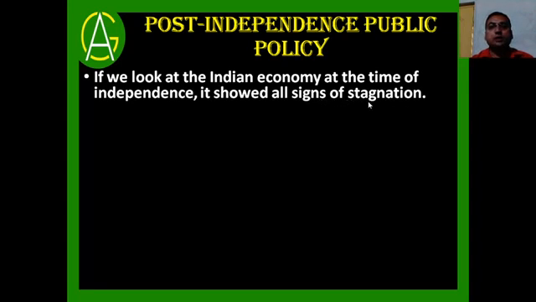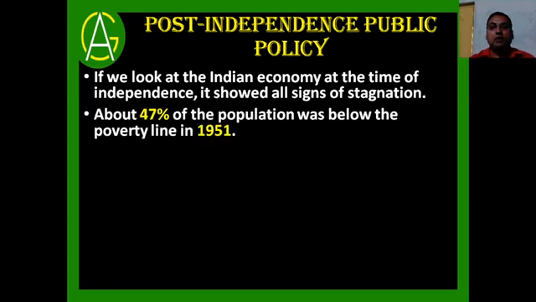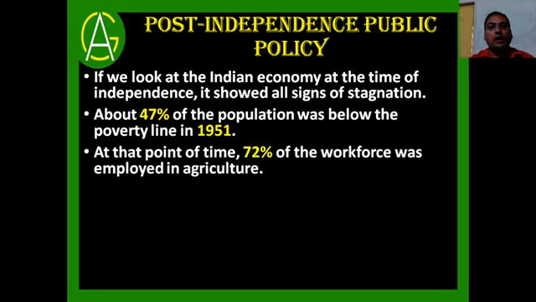So growth was highly needed, but why had this stagnation taken place? Why was the economy not growing? The problem was the policies that were prepared by the Indian government. About 47% of the population was below the poverty line in 1951. That means after 3-4 years of our independence, we had huge poverty in India. 47% of the population was living below the poverty line at that point of time.